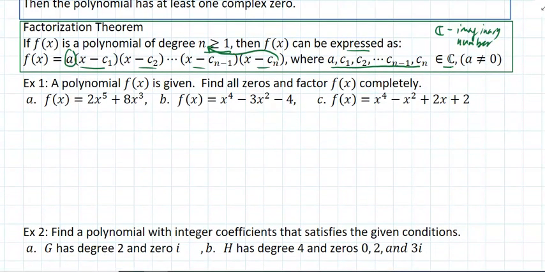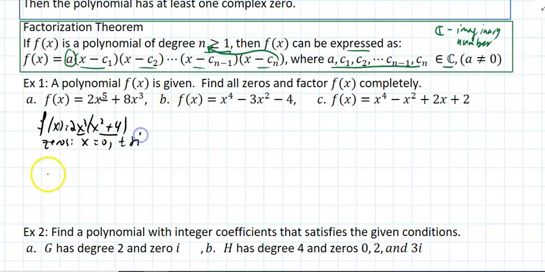A polynomial f of x is given, find all the zeros, factor completely. So if this is x to the fifth, I should be able to see all of these zeros. Of course, you have to add multiplicities. Well, this I could factor. I could factor 2x cubed out. I'll have x squared plus 4. So the zeros would be x equals 0, multiplicity 3. And if you set that equal to 0, plus or minus 2i. So I could write f of x as 2x cubed times x minus 2i times x plus 2i. And that's sufficient.